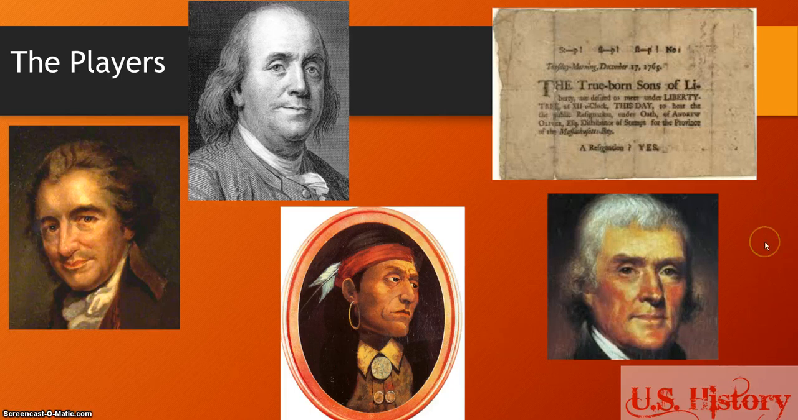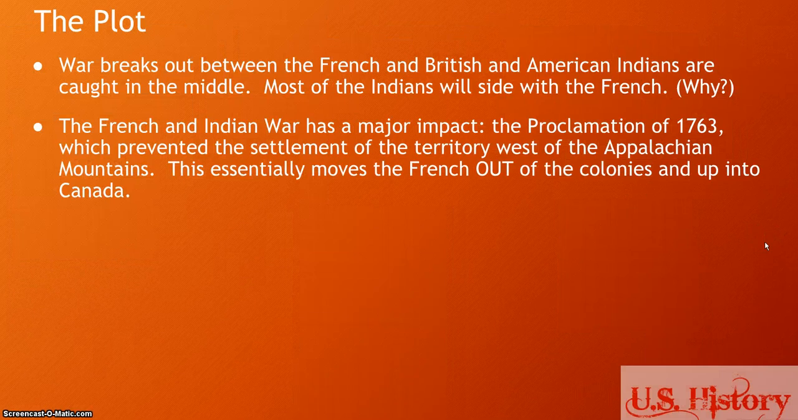So let's take a little gander here, now that we know who our players are. Now let's look at the plot. There are a few things going on here. For one thing, before there's an American Revolution, we had the French and the British and American Indians, who are also referred to as Native Americans. I will probably refer to them as Native Americans throughout this video. That's just my personal preference. But anyway, there's something called the French and Indian War. And essentially what's going on is that the British and the French are fighting, and the Native Americans are kind of caught in the middle. So which side are they going to take?